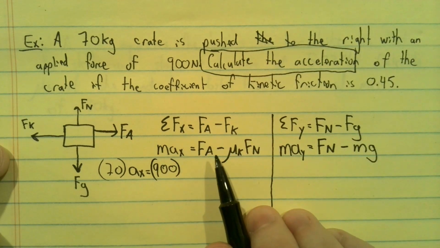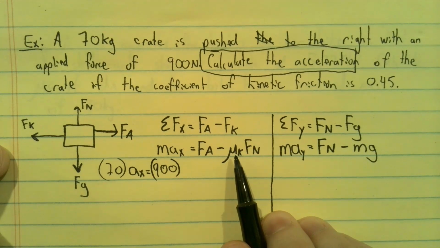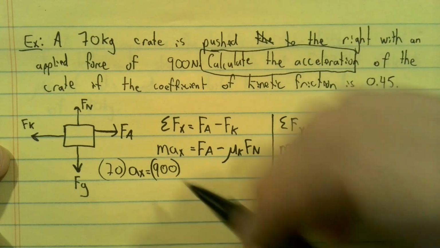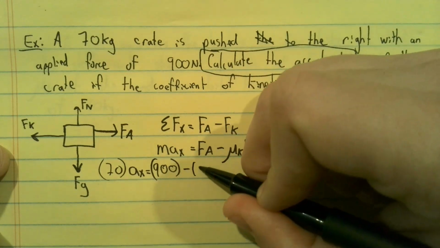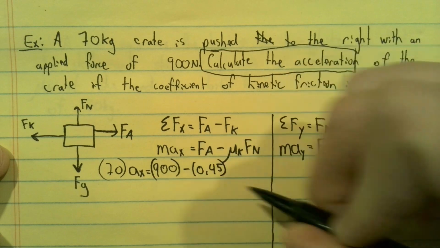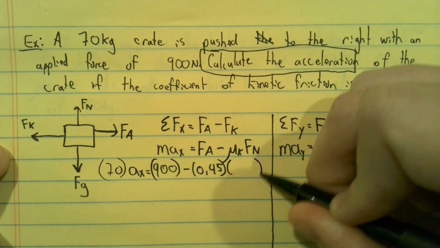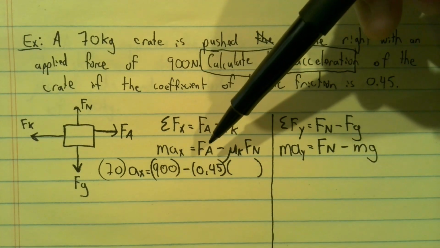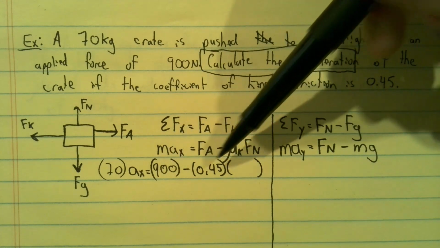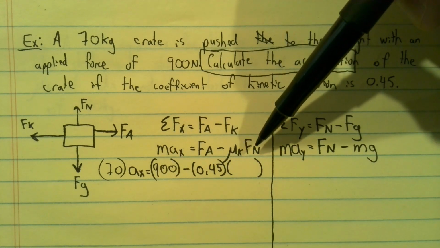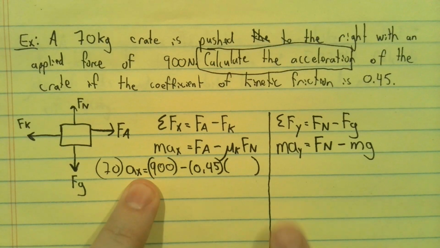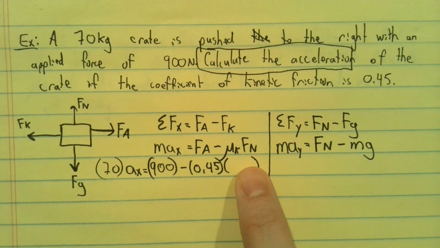What comes after FA? It's mu k. What's my roughness? What's my coefficient? There it is, 0.45. Minus 0.45, and I reach an impasse. I've plugged in M, I've left A as it is. I've plugged in FA as 900, mu k is 0.45, but I don't have a number for Fn. And I can't solve for AX until we plug in a number for this. I can't just leave Fn there.